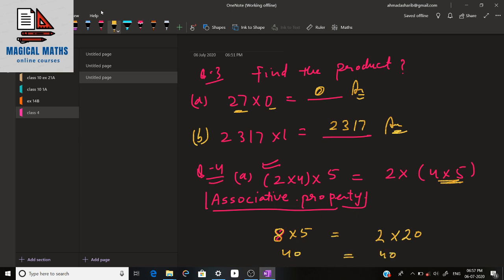So they are equal to each other. So we will say that this statement is true. And what is the name of the property? The name of the property is associative property. In the same way you are going to do the rest of the questions.